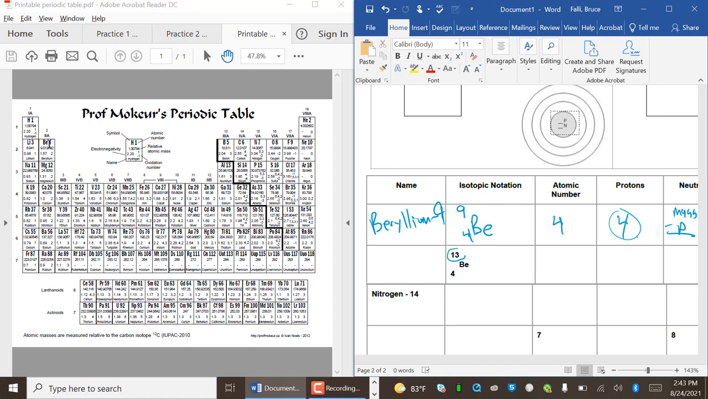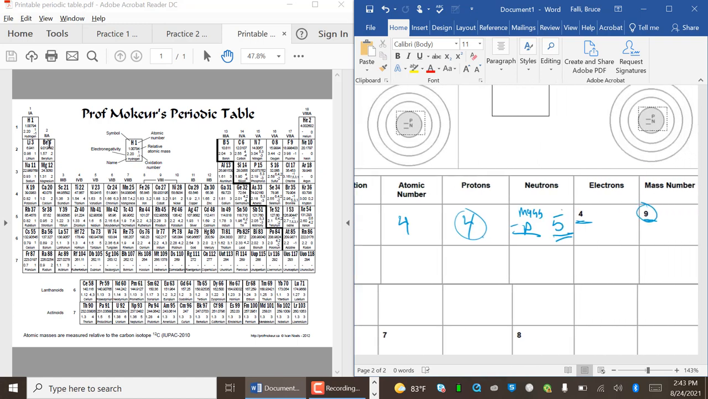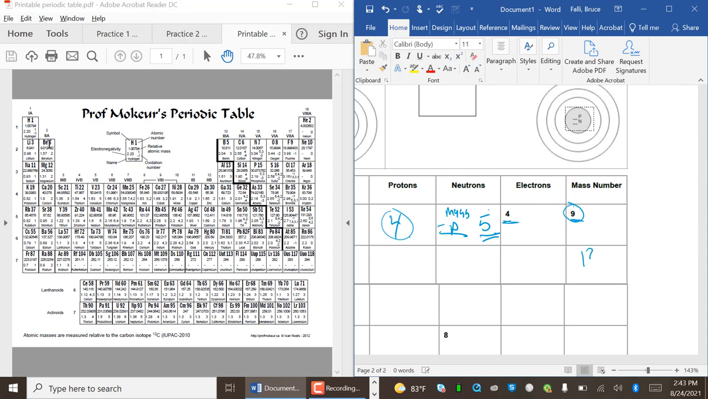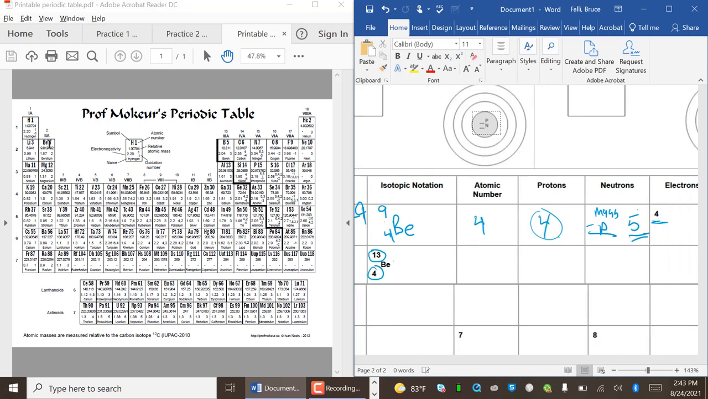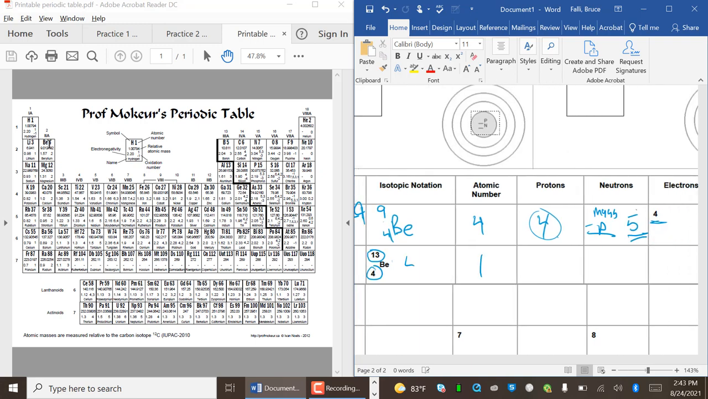Let's start with this guy. This top thing right here is the mass, 13. So notice it's a little different. This guy's a little chubbier compared to this one, so it's got more neutrons. This bottom number down here is protons, which is also your atomic number.